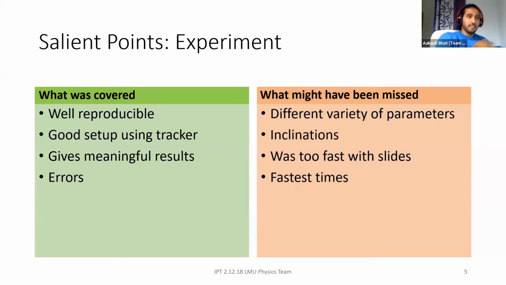For the experiment, I think it's very reproducible, of course, and you have a good setup using Tracker and your camera, and it gives meaningful results you can discuss, which we will discuss. And also you took into account errors, which is a very good thing in an experiment. I appreciate that. But I think you missed a variety of parameters. You missed inclinations, because it says in the problem that for a certain inclination you need the time, but there was not much mention about inclination, just a theta, a phi.